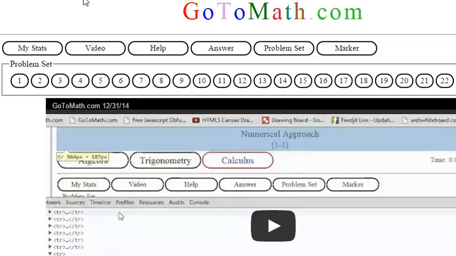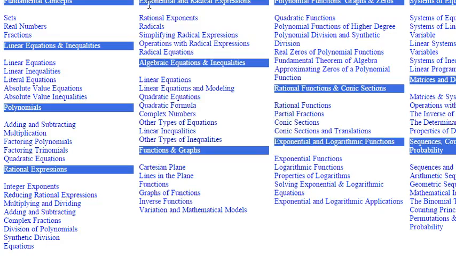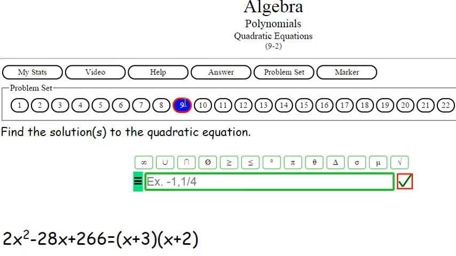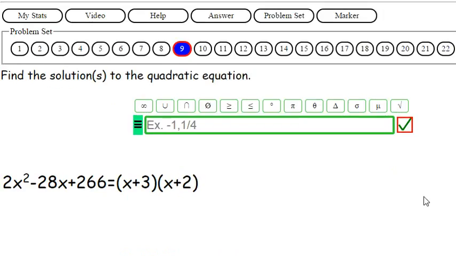Okay, we're over here at go-to-math.com. Click on the algebra. Let's go down to quadratic equations. We're doing 9.2. Whoa, what is all that? So let's write that down, because there's no way I'll remember all that when we go back to the whiteboard.